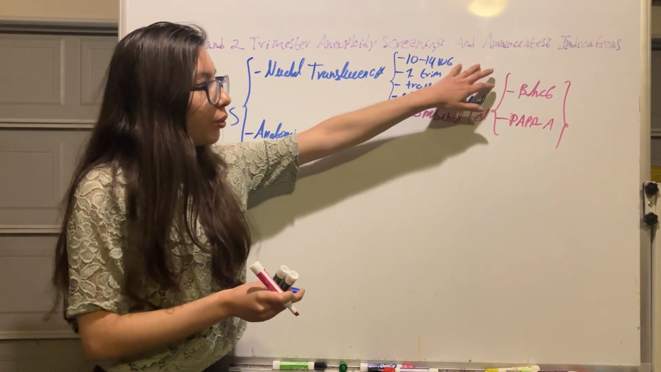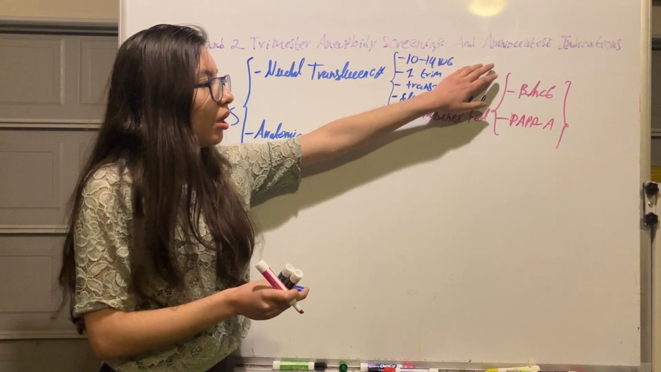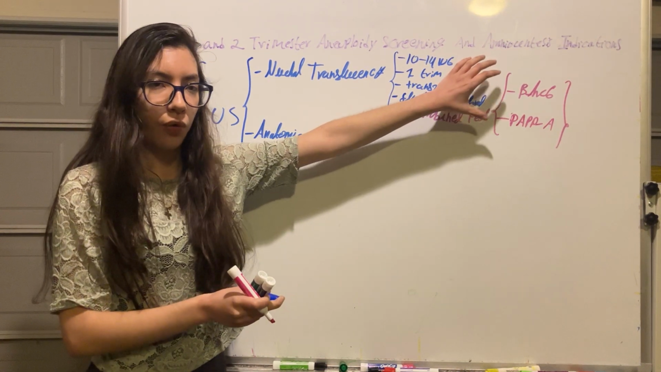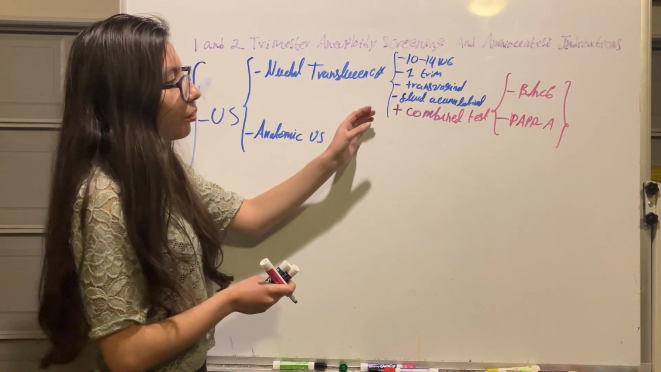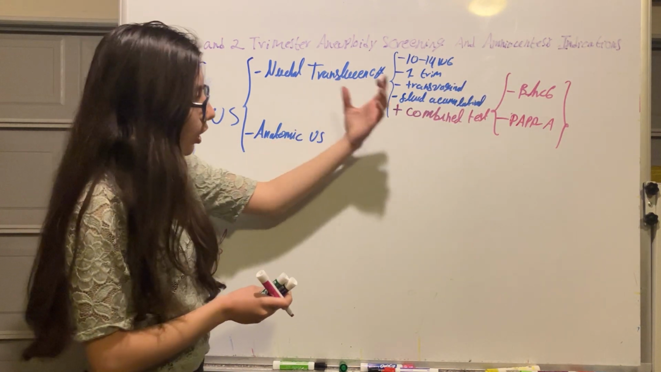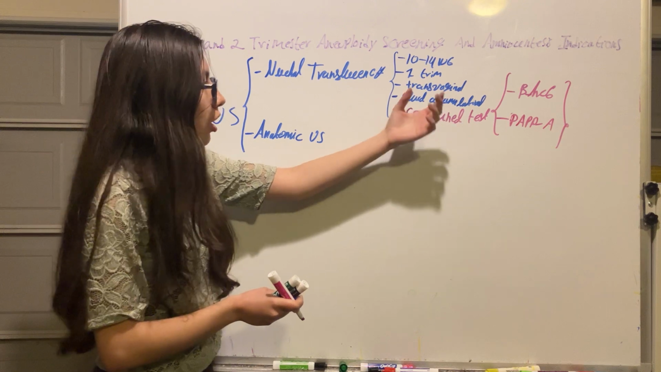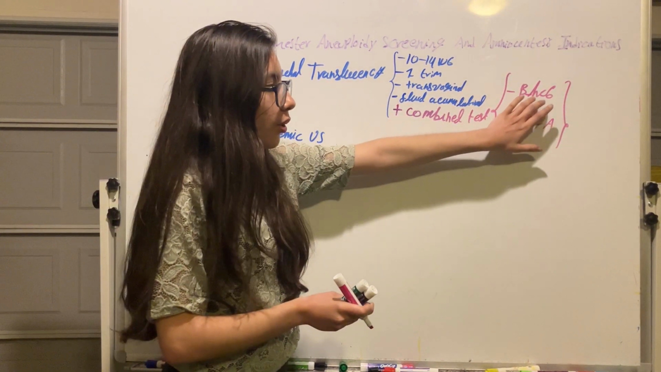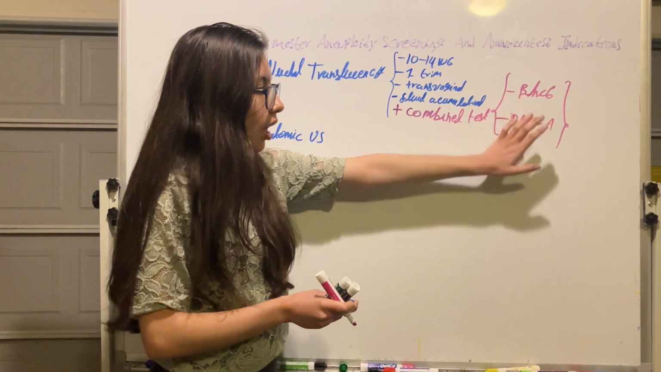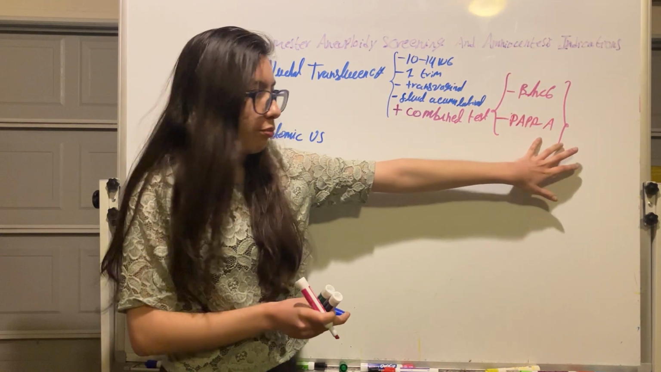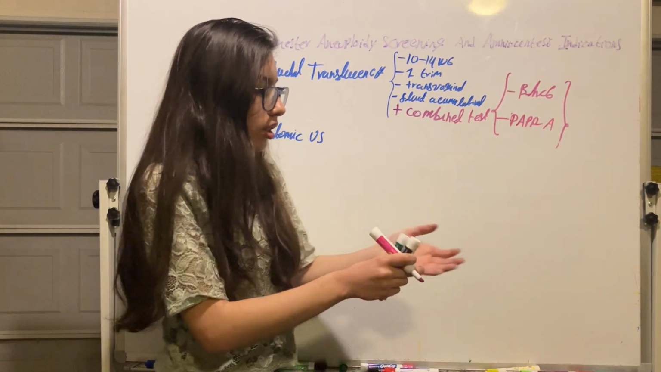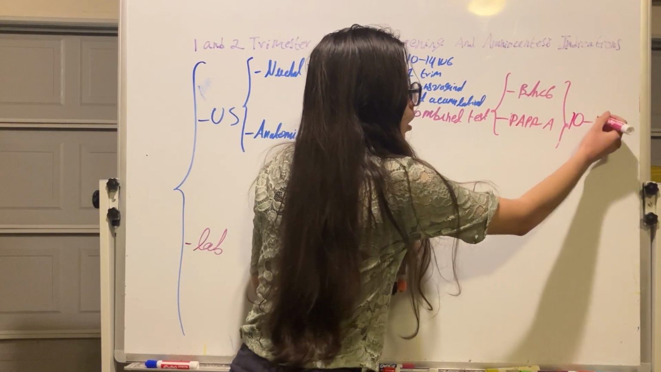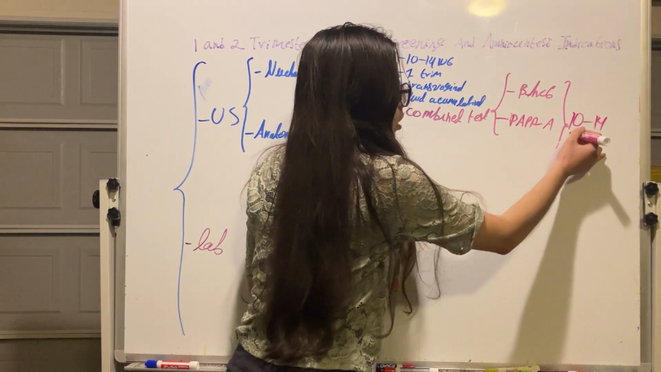This is done between 10 to 14 weeks gestation, but we can increase the accuracy of this screen test if we do the combined test, which is combining nuchal translucency with human chorionic gonadotropin and pregnancy-associated plasma protein A. This also is done at 10 to 14 weeks gestation.